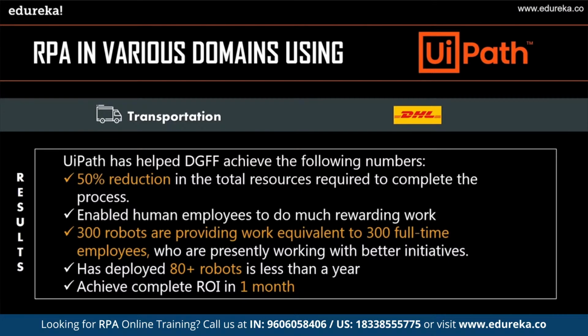Around 300 robots are providing work equivalent to 300 full-time employees who are presently working on better initiatives, and the company has deployed more than 80 robots in less than a year. This initiative picked up by DGFF has helped it achieve complete ROI in 1 month. So that's how, guys, RPA is used in the transportation industry.